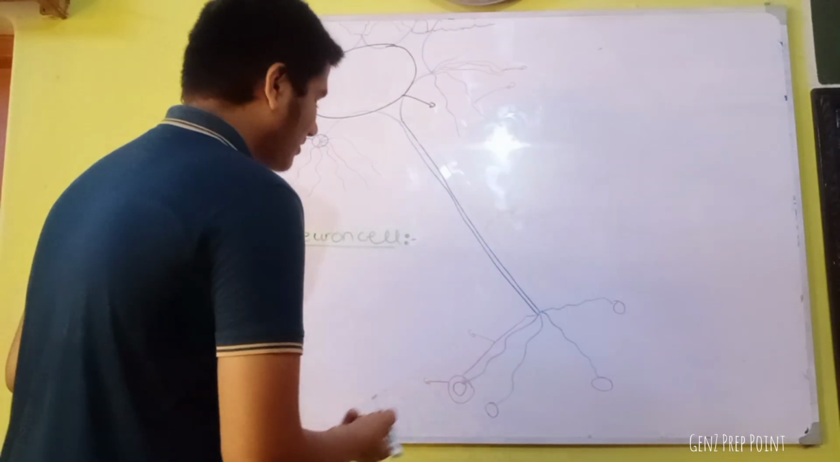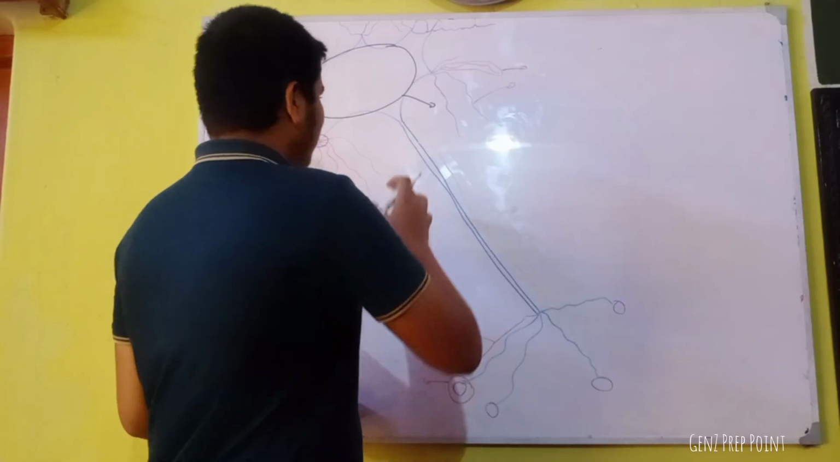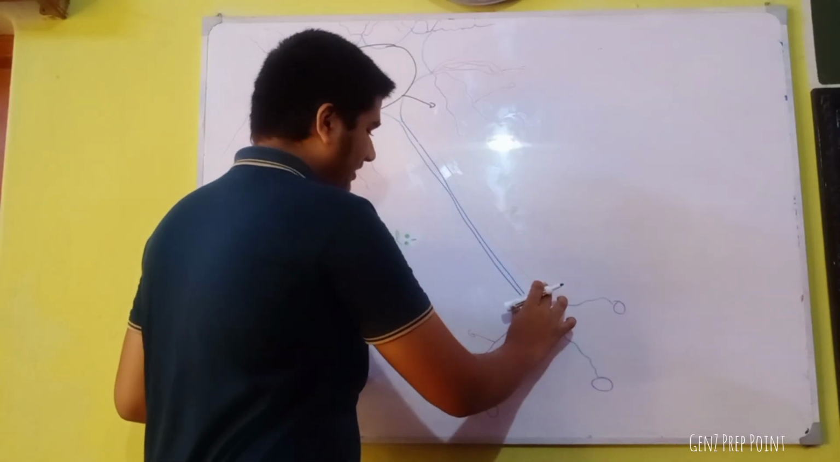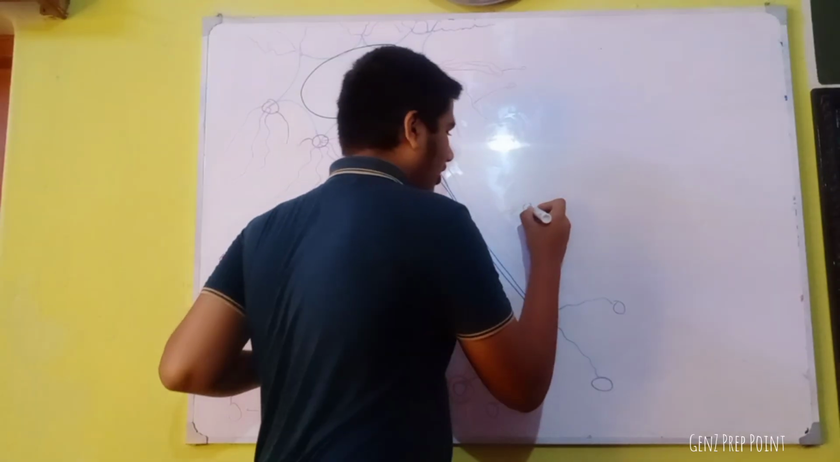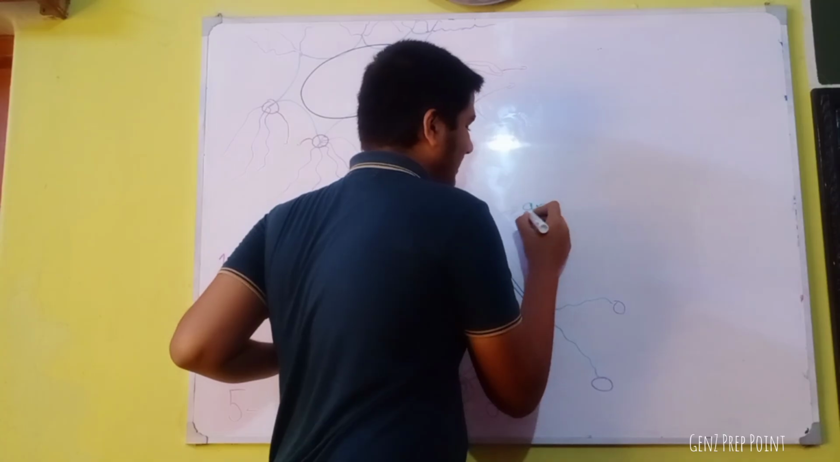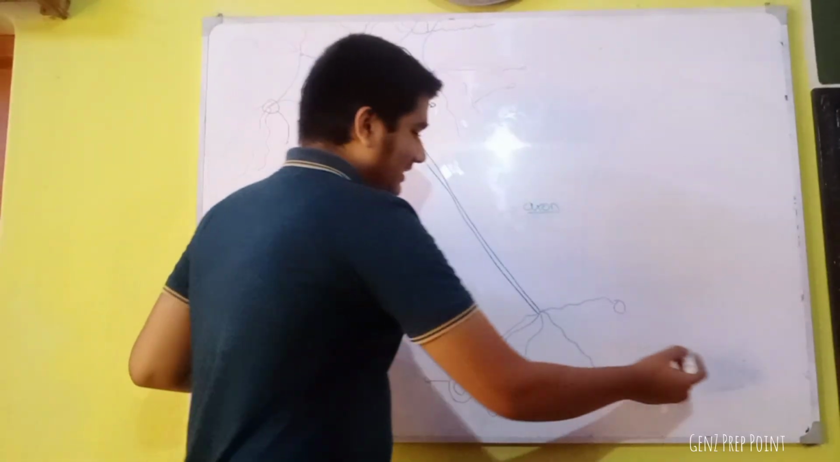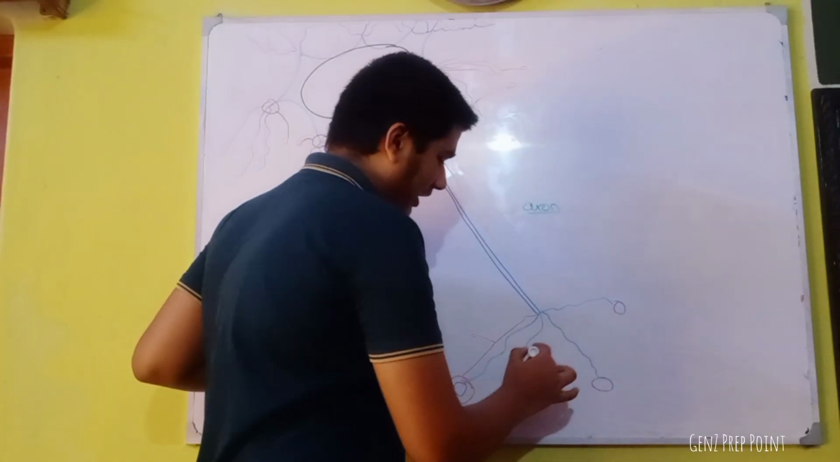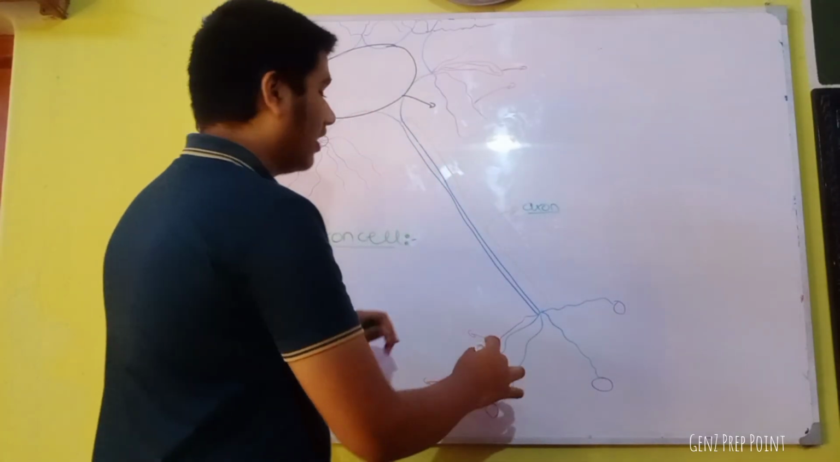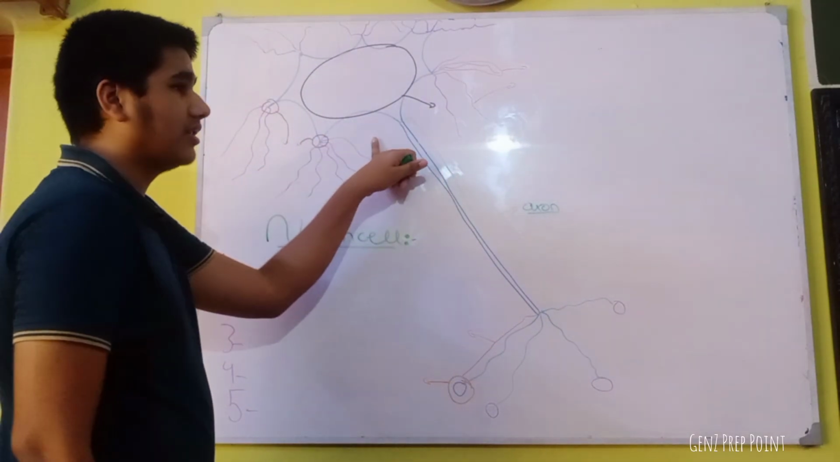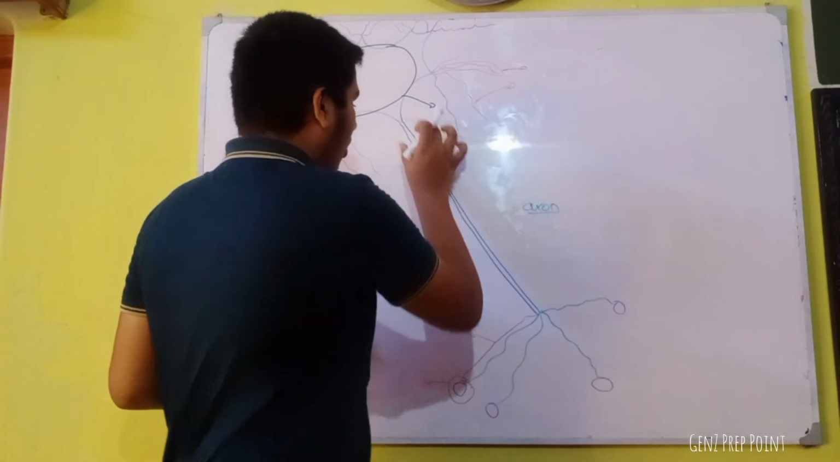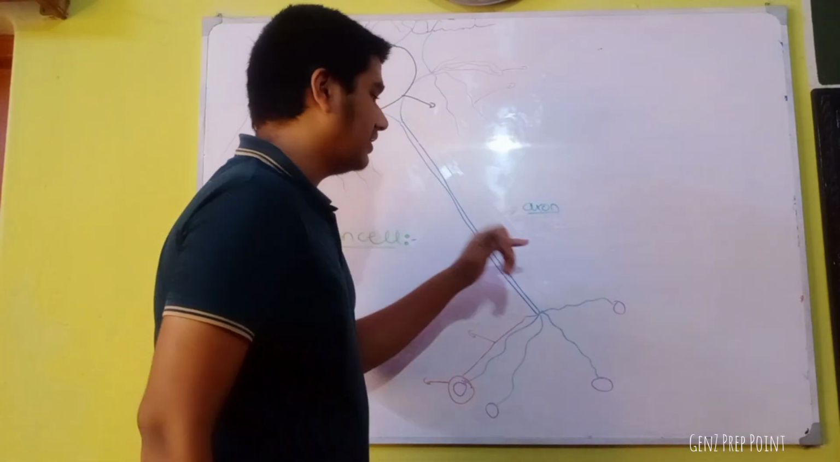So first, let's jump in. Alright, this long part, this tube-like structure is known as axon. This is the largest and the longest part of the neuron cell. Like this part is attached to the skin of the hand, and this is attached to the spinal cord. So this axon is the longest part of the neuron cell.